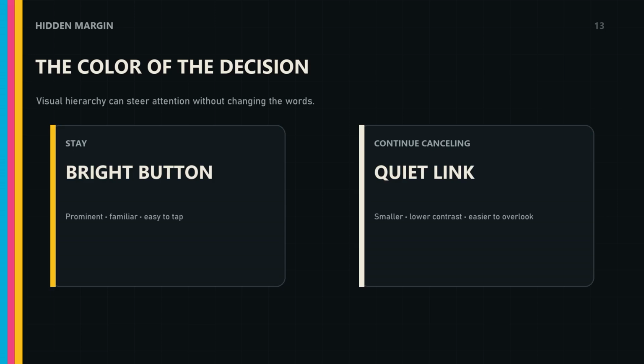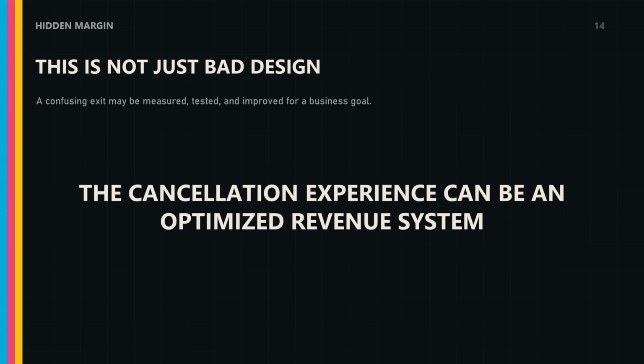Interface hierarchy matters too. A bright button can direct the eye toward keeping the plan, while the link that continues cancellation appears smaller or quieter. The words may technically exist on the screen, yet the design can still shape which choice feels normal and which choice feels dangerous. This is why cancellation friction cannot always be dismissed as careless design. A confusing exit may be measured, tested, and refined toward a business metric. The experience becomes a revenue system.